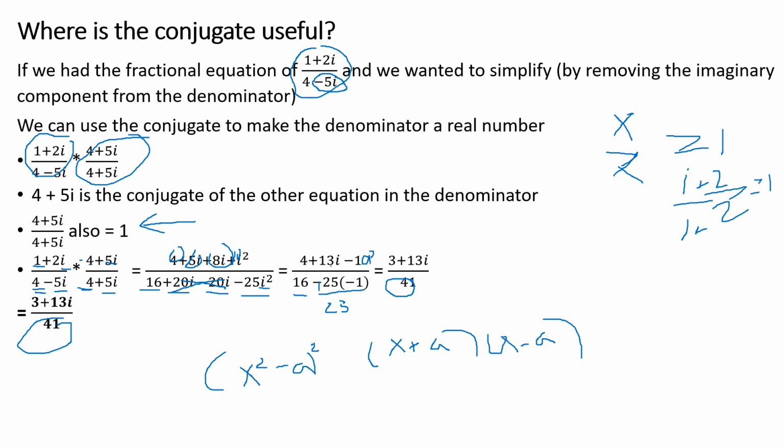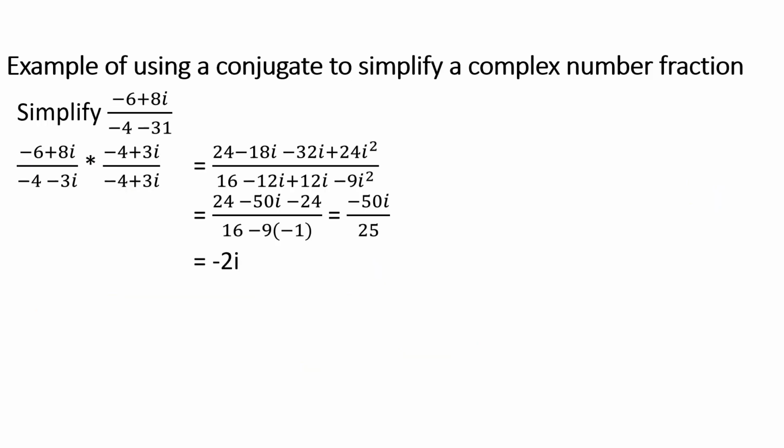And remember, 10i squared is the same as negative 10 times negative 1. So negative 10 times negative 1 is plus 10. So this is going to be not 3, but 10 plus 13i over 41. And we use the conjugate to get rid of that denominator with an imaginary number in it. Let's go one more here.